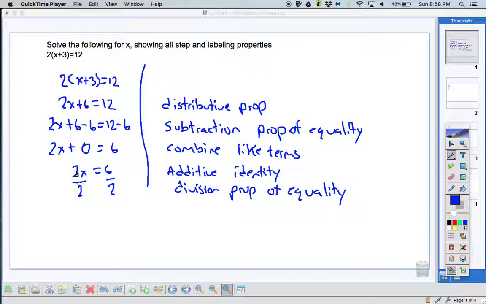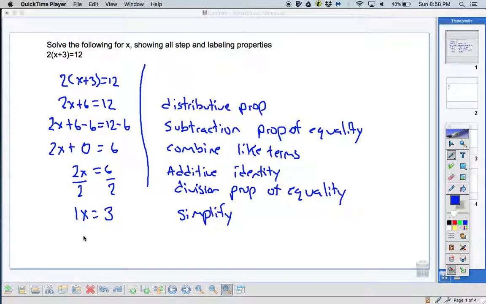And then what we're going to do is just reduce these fractions. So we have 2 over 2 and 6 over 2. We're going to call that 2 over 2 is 1, and 6 over 2 is 3, or 3 over 1. And we're going to call this simplify. We could also call it reducing fractions, but since that wasn't one of the properties we listed, we're going to use the word simplify here.